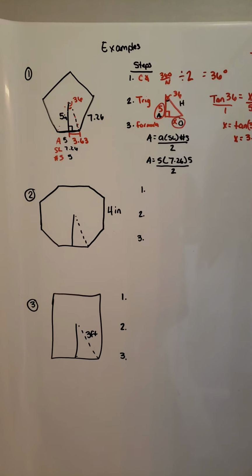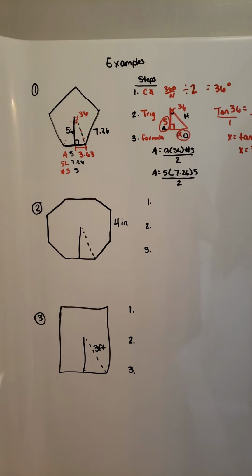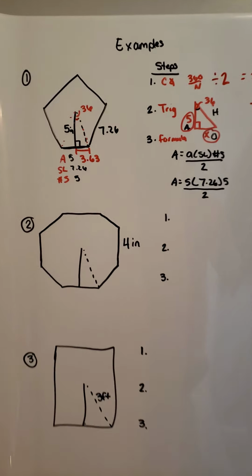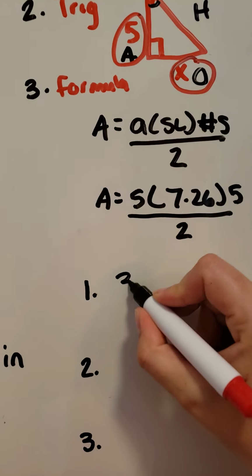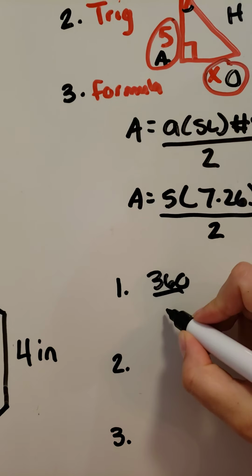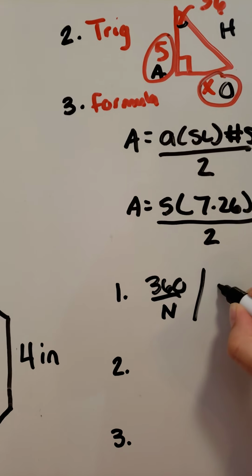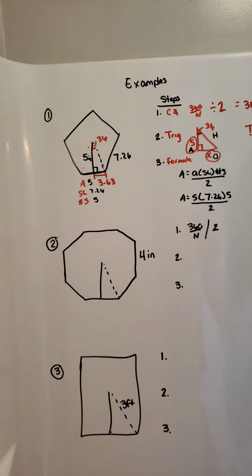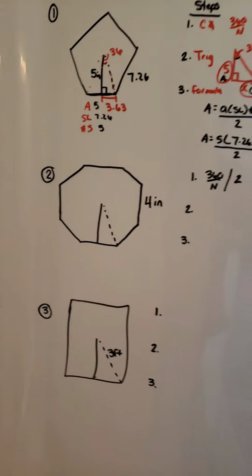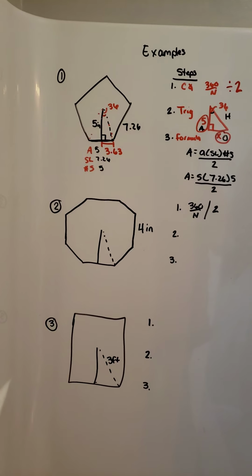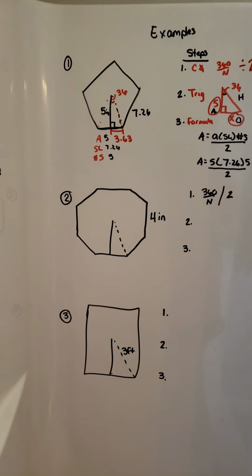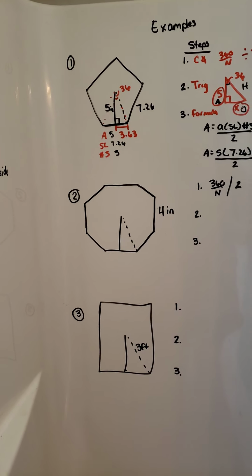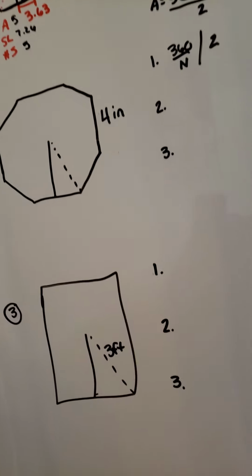Okay, we're going to start with step 1. So step 1, we have to find our central angle. In order to find our central angle, if you look at the example above, that's going to be 360 divided by the number of sides, and then divide that answer by 2. Okay, so we have 8 sides here. So 360 divided by 8 is going to give you 45.